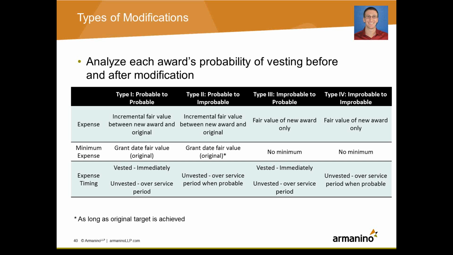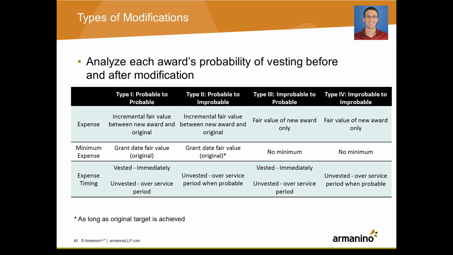So not going to go through this slide in full detail, but there's 4 different types of modifications. Really, there's 2 main, most common types, the type 1 and the type 3. The difference being that in a probable to probable, and we're talking about vesting, right? So if it was probable that the award was going to vest before the modification and still probable it's going to vest, then you just look at the before and after and you take the incremental expense if there is any. An example of that might be if you extended the term for somebody to exercise, you gave them a year instead of 90 days, well, that's going to be a probable to probable.